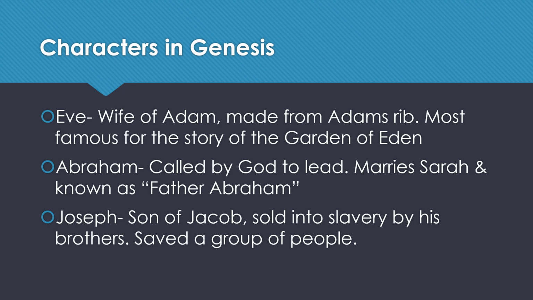Abraham, originally named Abram, was called by God. He marries Sarah, and he's known a lot as Father Abraham, and there's a cute Sunday school song to go with that. Joseph is the son of Jacob, has multiple brothers who sell him into slavery, and he saved a group of people from famine by advising Pharaoh. So 3 great leaders in this story from 3 different parts that give you a picture of God having creation, and then God using all these people to change the world for the good.